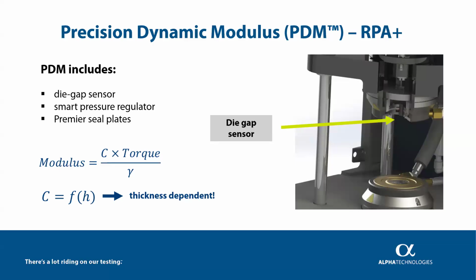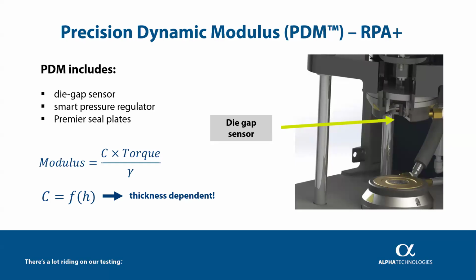However, that constant, C, is directly affected by the sample thickness. Most commercial RPAs assume that sample thickness remains constant throughout testing, but in reality, that's not the case, because shrinkage or expansion of the sample during testing can significantly affect its thickness. This is where the die gap sensor becomes essential. By measuring the actual sample thickness during testing, PDM technology accounts for changes that would otherwise skew your results.